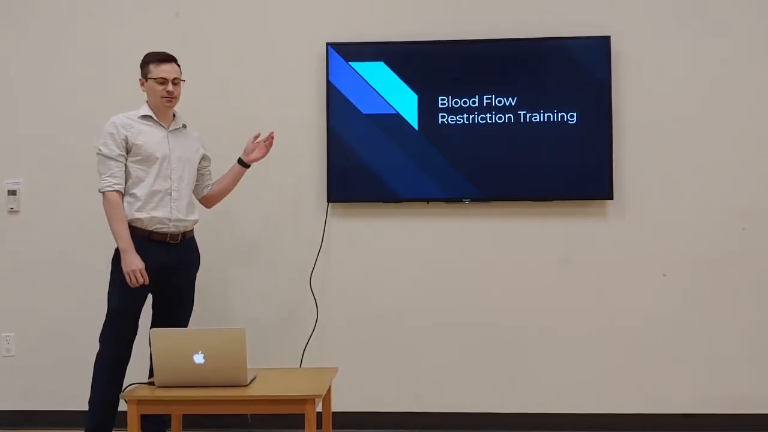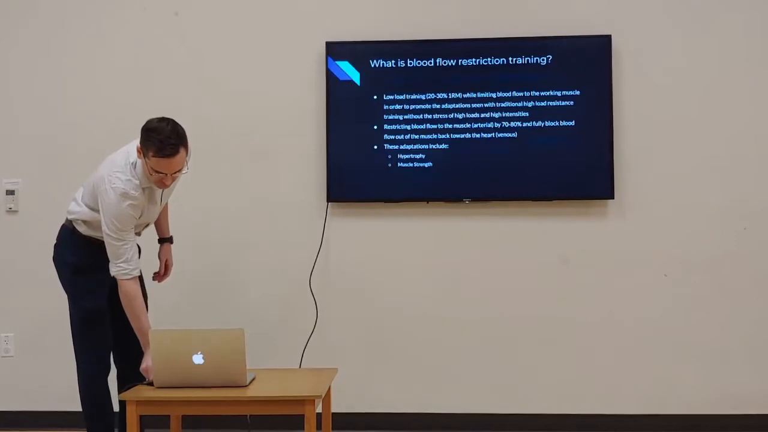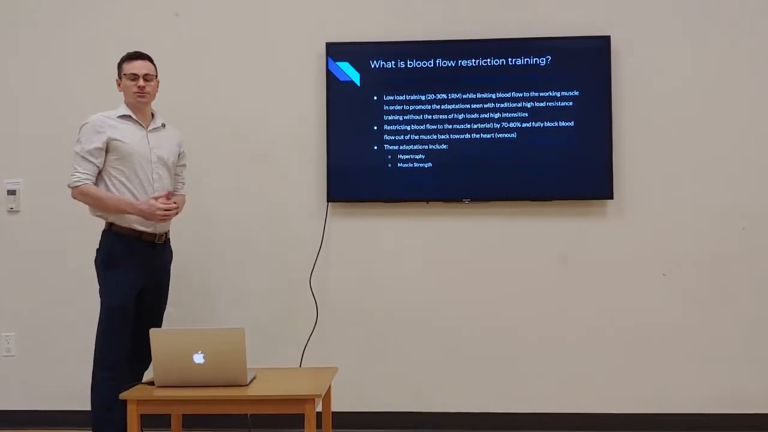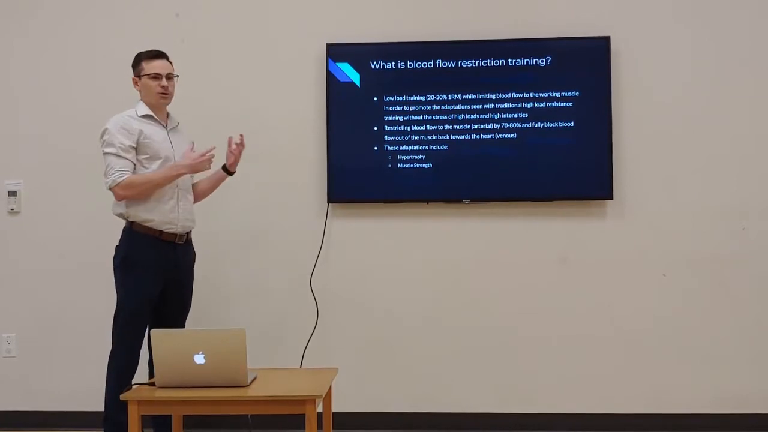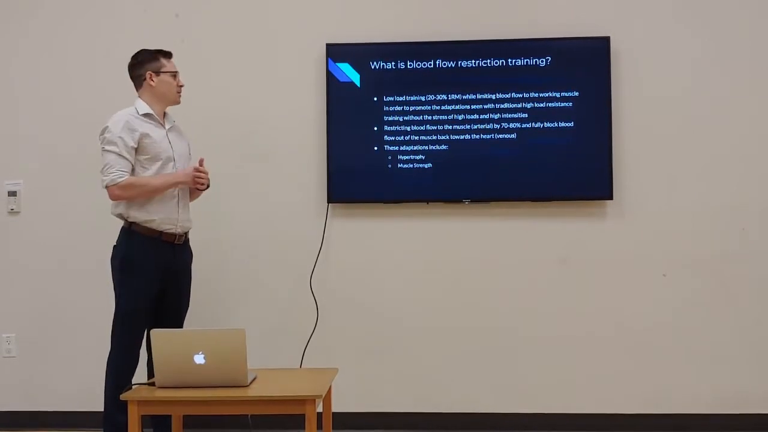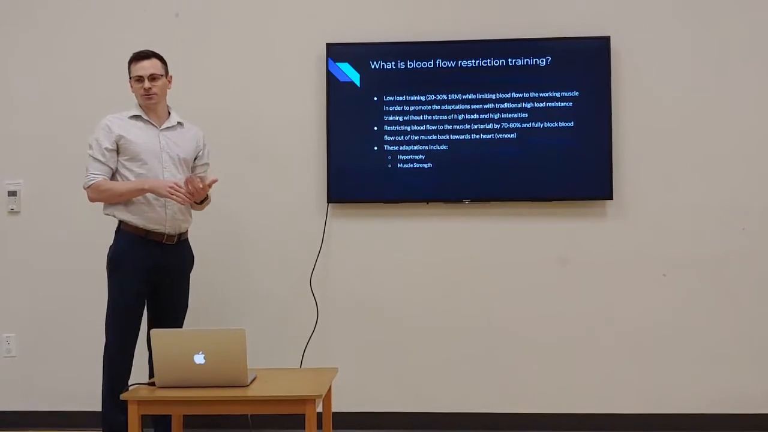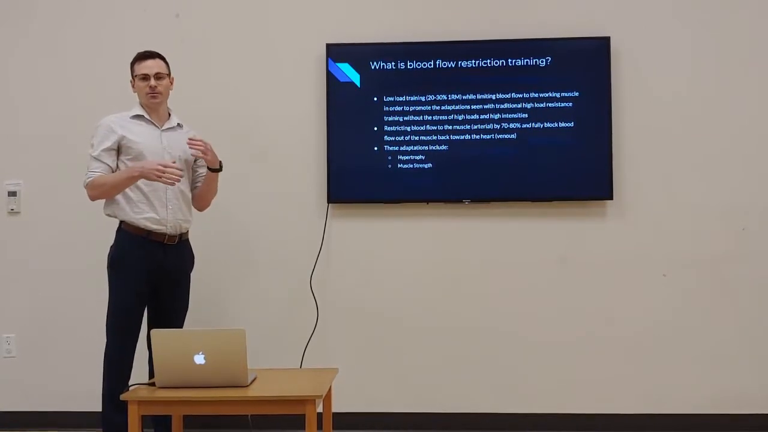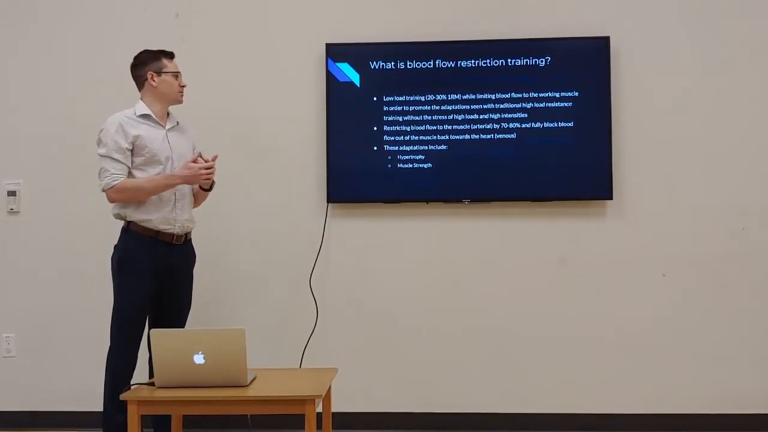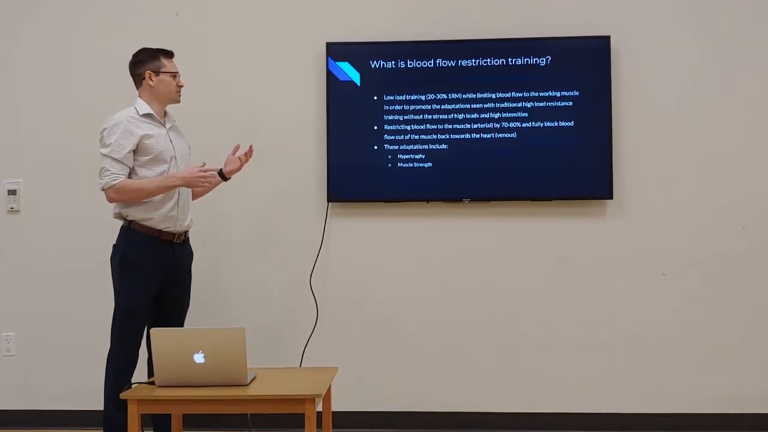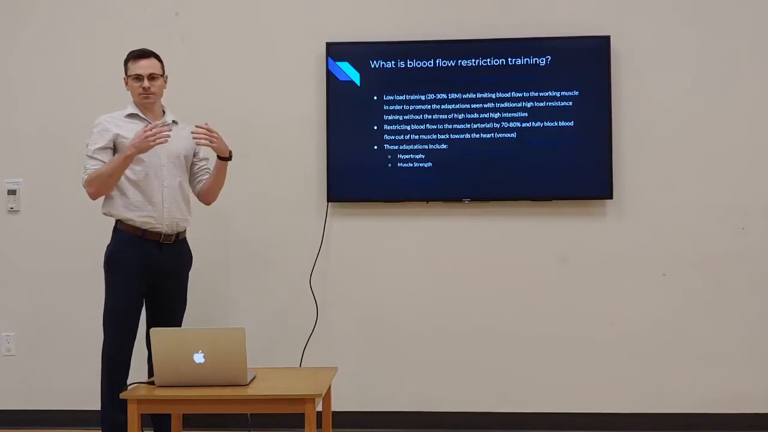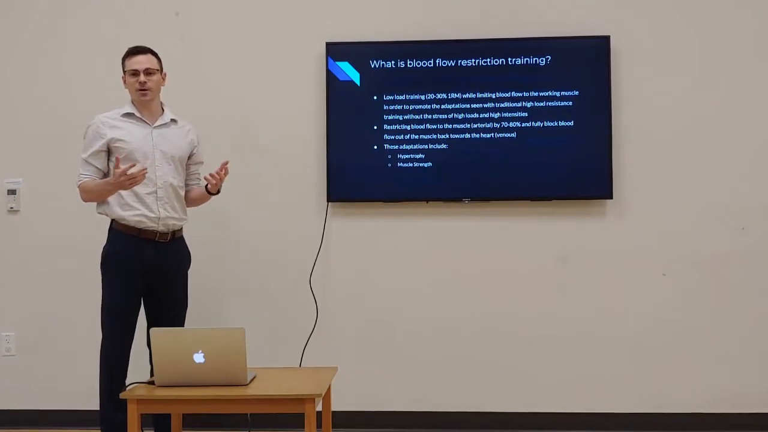Blood flow restriction training. So what is blood flow restriction? Blood flow restriction is working out at low load, 20 to 30% of the 1RM, while limiting blood flow to the muscle and completely occluding it from exiting the muscle. By doing this, we can see adaptations from exercise that are synonymous with what you would see from high load training.